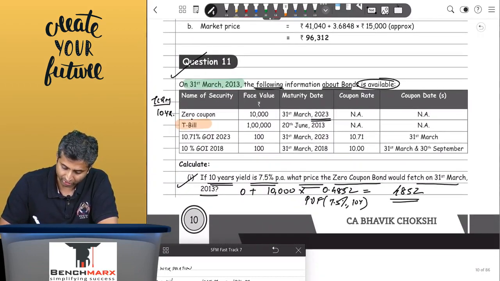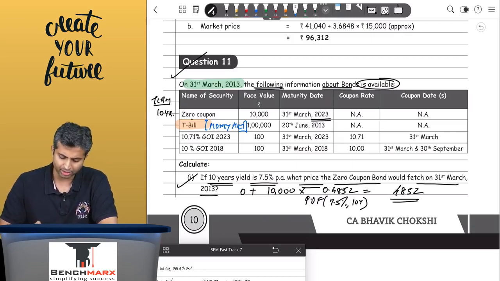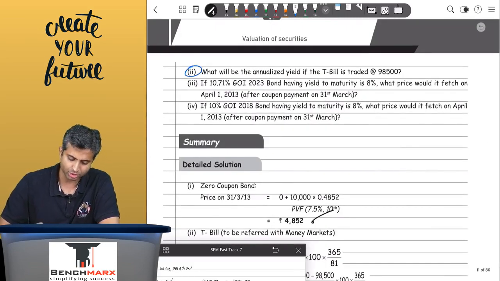So this is treasury bill to be done along with money market. At the end of this chapter, we will come back to this, a very simple part. So second part, we'll do it along with money market. This is not to be done now.